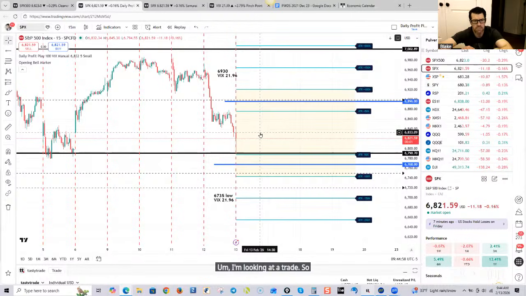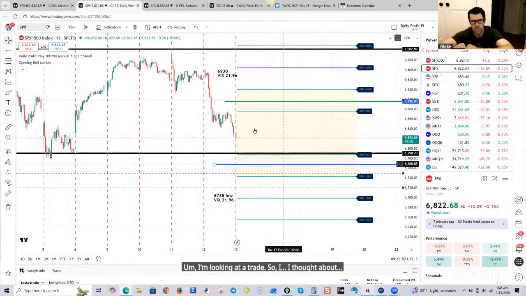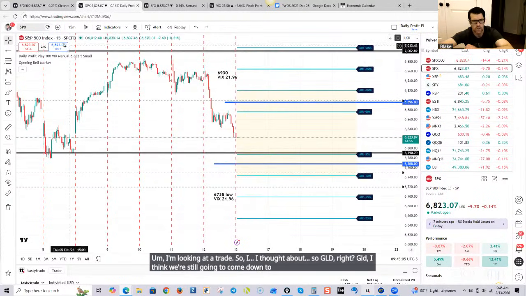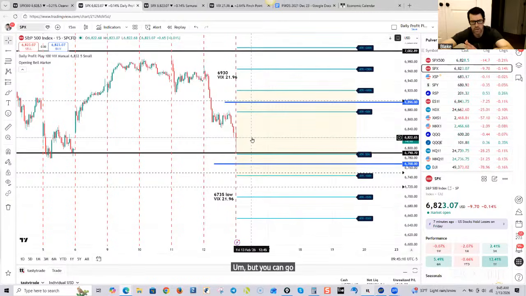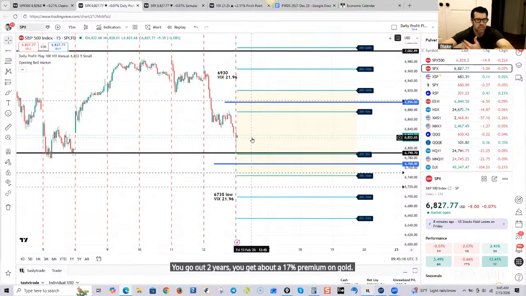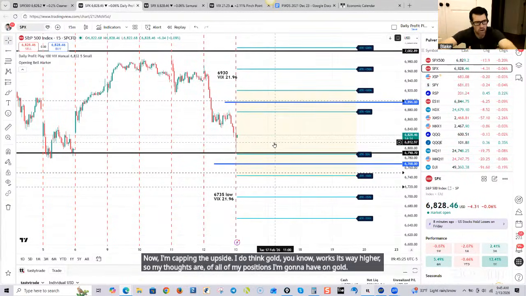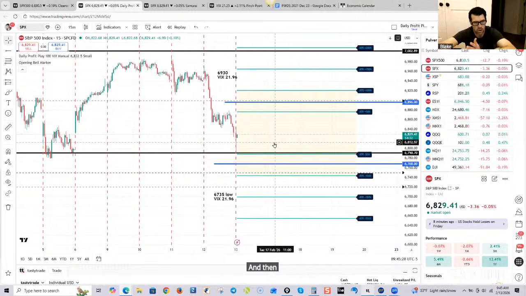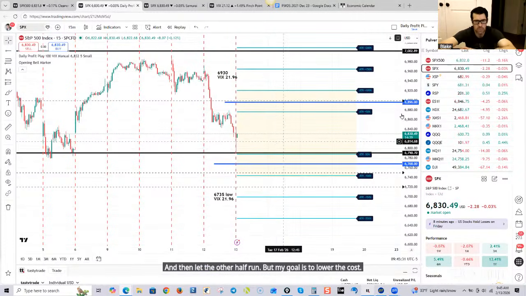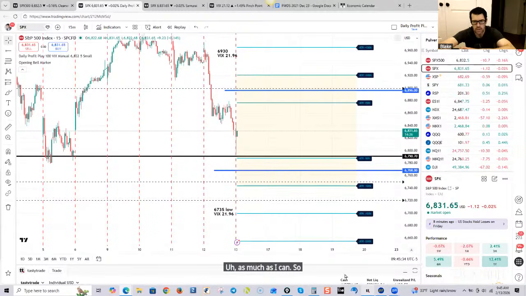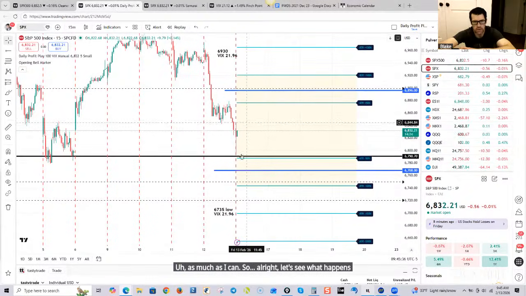So I thought about GLD. I think we're still going to come down to the moving averages. This is the 200-day moving average. But you can go out 1 year and get about a 10 to 11% premium on gold. You can go out 2 years, you get about a 17% premium on gold. Now I'm capping the upside. I do think gold works its way higher. So of all of my positions I'm going to have on gold, I'm probably going to cover about half of it and then let the other half run. But my goal is to lower the cost as much as I can. So, all right, let's see what happens for the remainder of the day.